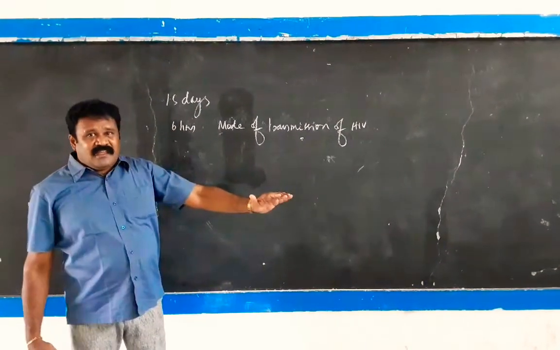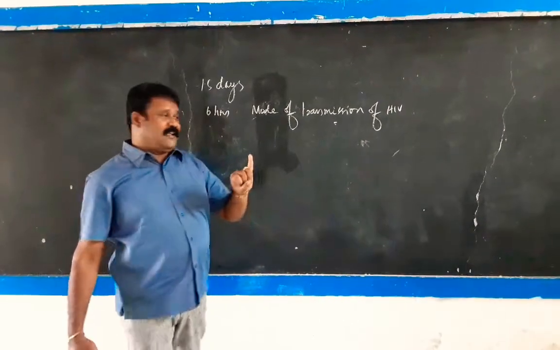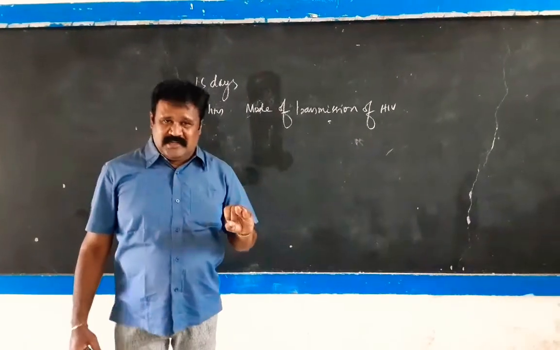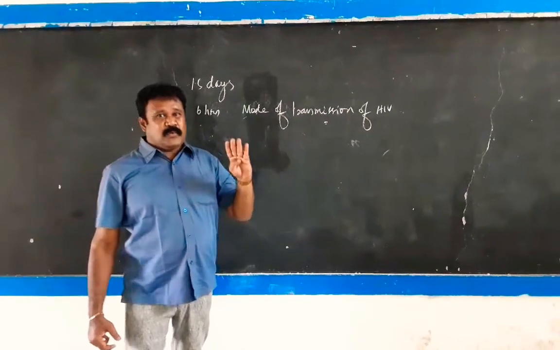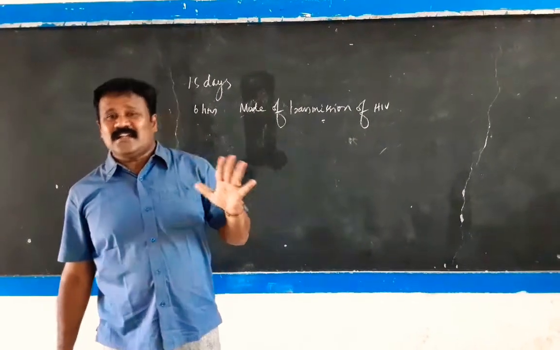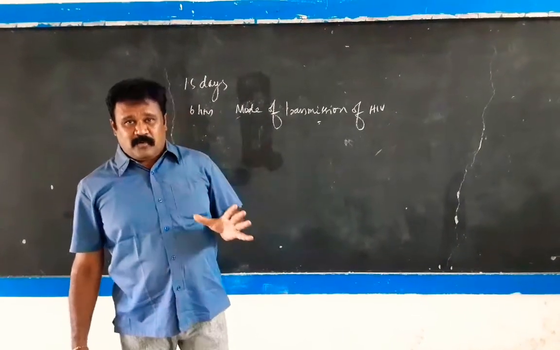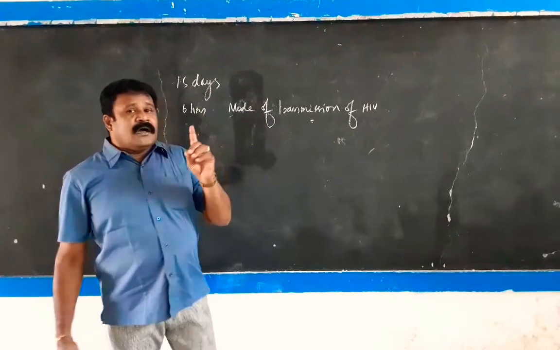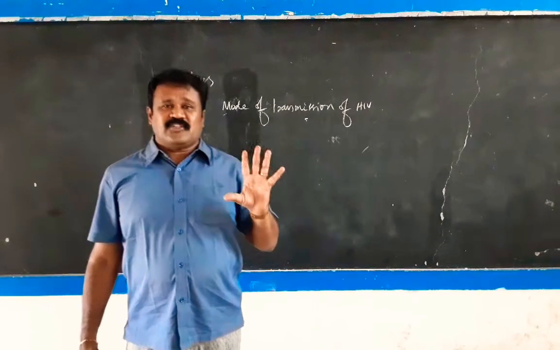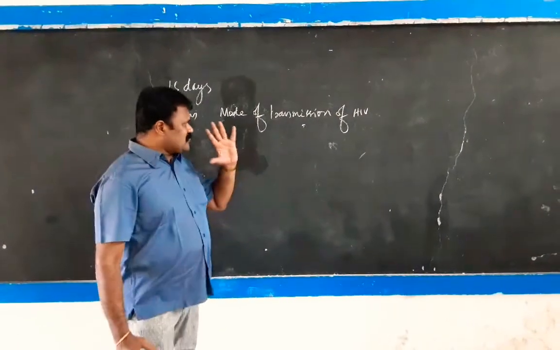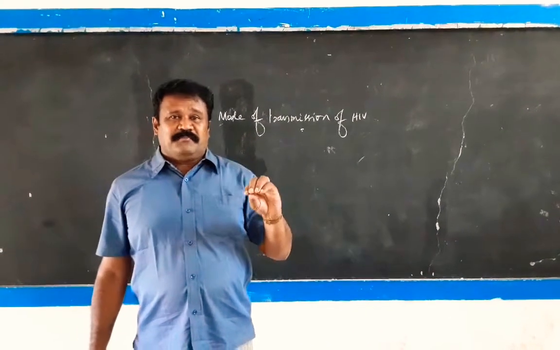This HIV is transmitted through unsafe sexual measures, through blood transfusion, through needles, through razors, through cuts and wounds. It gets transmitted from one body to another only through blood or body fluids. Most of the HIV transmission is through unsafe sexual measures.